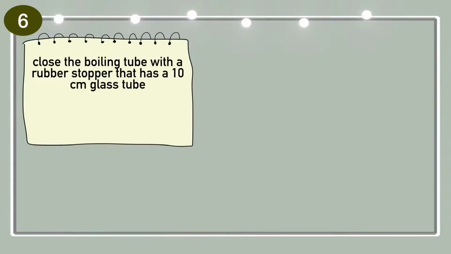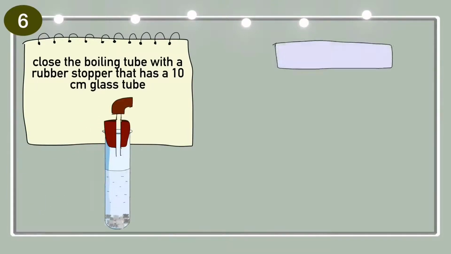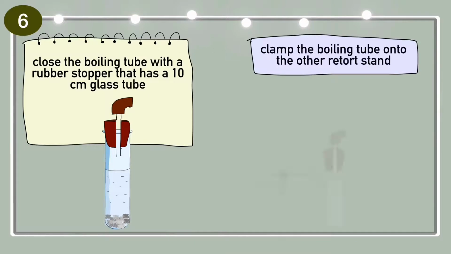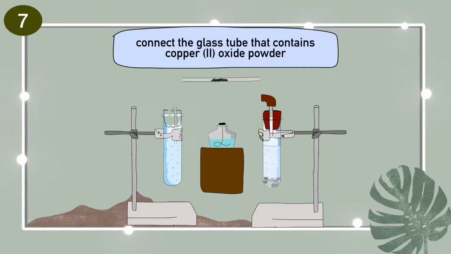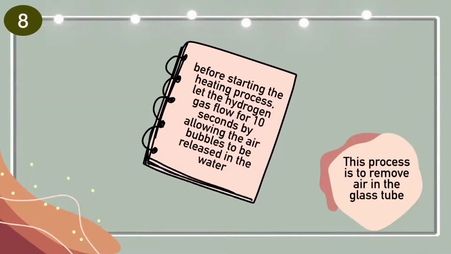Then, close the boiling tube with a rubber stopper that has a 10 cm glass tube and clamp the boiling tube onto the other retort stand. After that, we need to connect the glass tube that contains copper oxide powder as shown in this figure. After connecting it, we have to let the hydrogen gas flow for 10 seconds by allowing the air bubbles to be released in the water before we start the heating process. This process is to remove air in the glass tube.